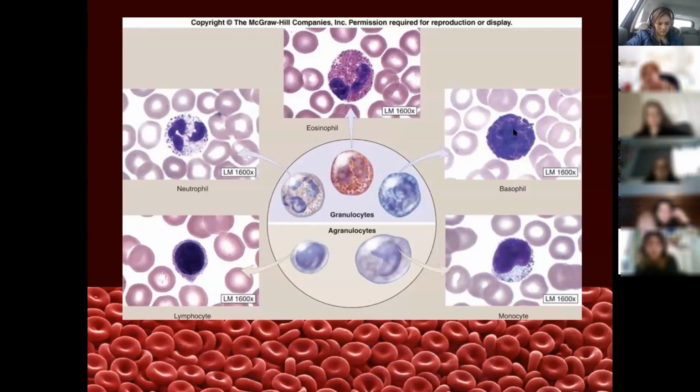The basophil, I can hardly see its figure 8 shaped nucleus, it looks like a puffball full of granules. So when I look at this under the microscope, that's what I see, just a whole bunch of purple circles. Eosinophils, these typically are described as looking like the old school phone.